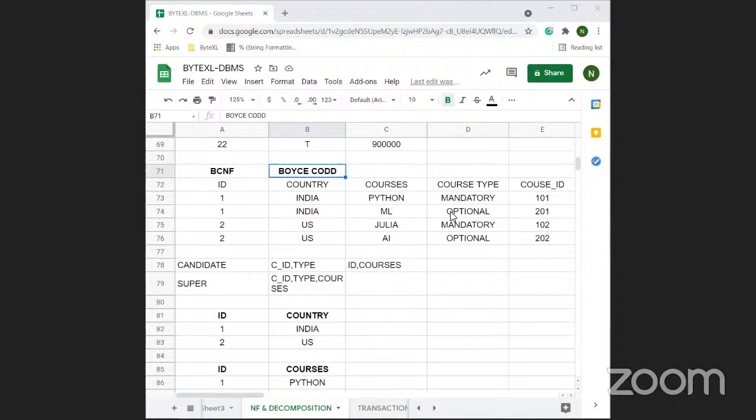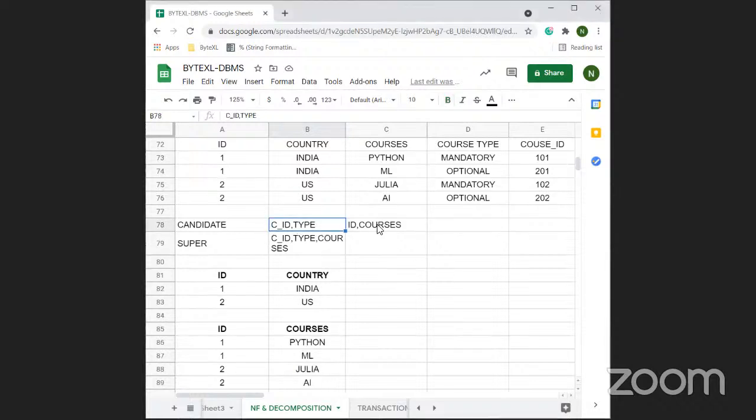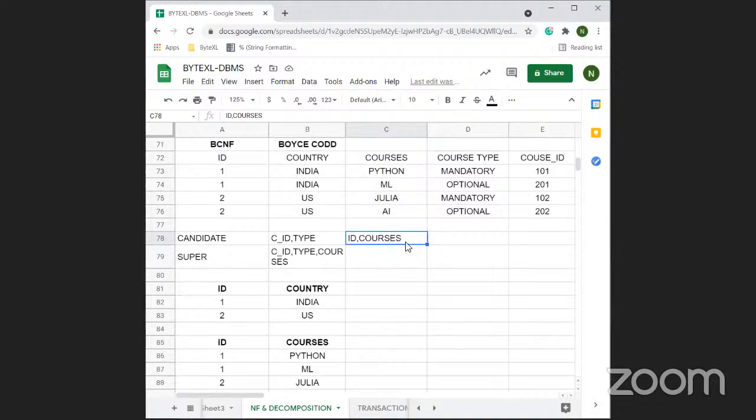So in this table, if the university decides to change the course type in the future, it is problematic. If they change the mandatory and optional course type, it will be a big problem. So it is not allowed. That is what Boyce and Codd put forward. So what we have to do, as I told you, is consider candidate keys. We have discussed candidate keys and super keys. These combinations should not be taken.